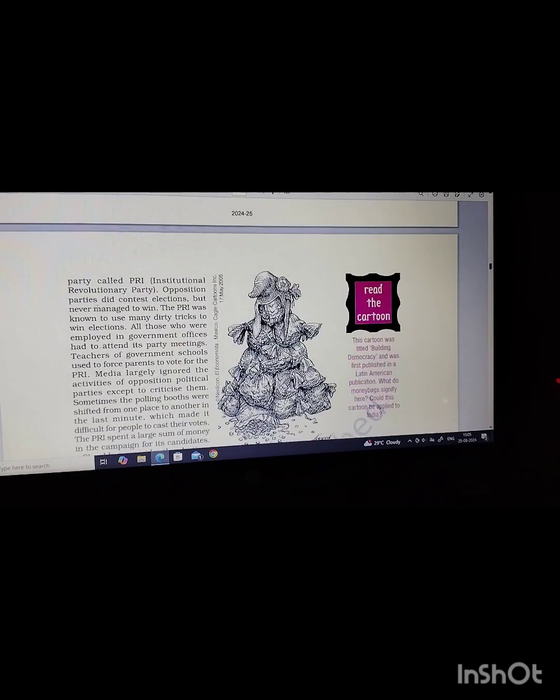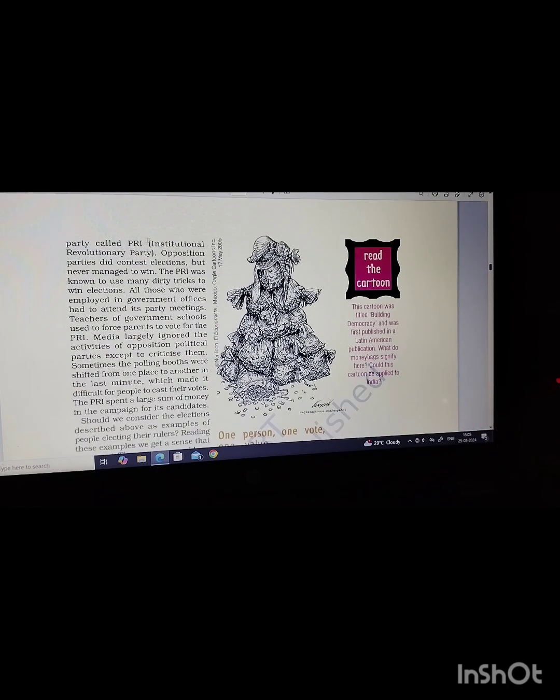Since its independence in 1930, Mexico holds elections after every 6 years to elect its president. The country has never been under a military or dictator's rule, but until 2000, every election was won by a party called PRI, the Institutional Revolutionary Party. Opposition parties did contest elections but never managed to win. The PRI was known to use many dirty tricks to win elections.